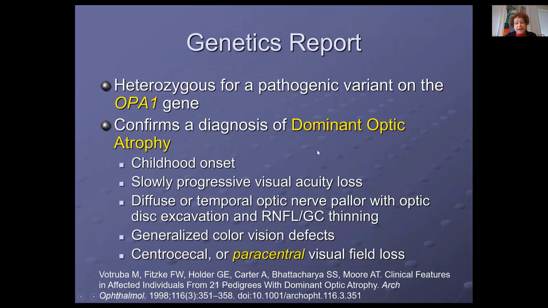So if you ever suspect it and you can examine a family member, chances are 50% of family members have this. They don't always know they have a problem because the visual acuity can be very good when they're younger, but there is a slow progressive visual acuity loss. These patients deserve to know that they have this diagnosis. It's also characterized by diffuse or temporal optic nerve head pallor. Pallor, here's the key word, with optic disc excavation and RNFL/GC thinning, with generalized color vision defects and paracentral field loss.